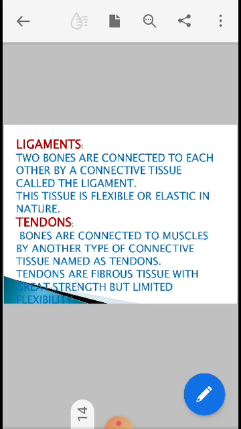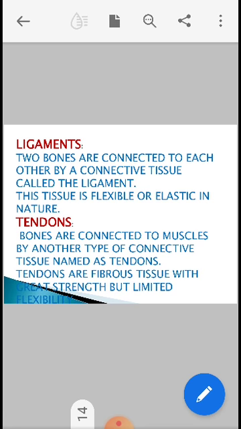So ligaments connect two bones and tendons connect bones with muscles. So tendons are fibrous tissues with great strength, but they are limitedly flexible. So they have limited flexibility. So tendons cannot move easily, but ligaments can.